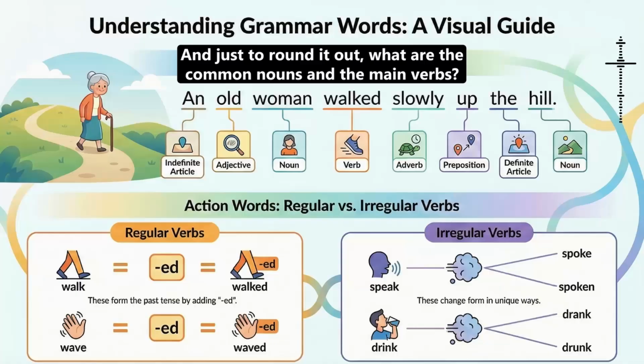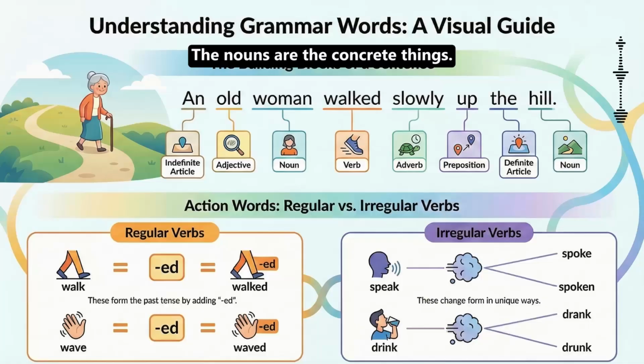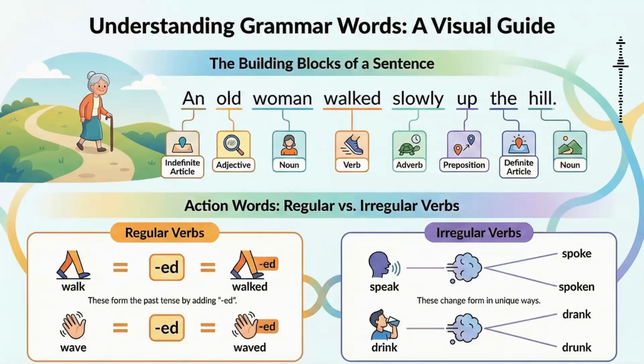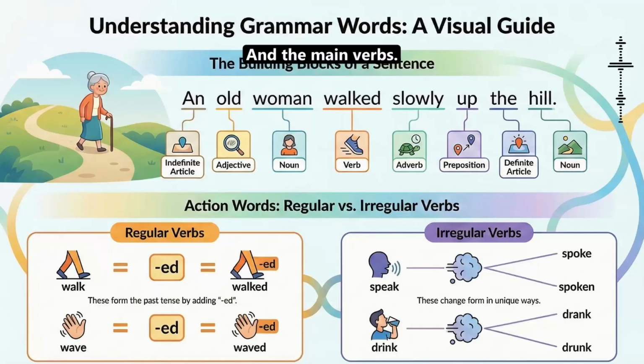And just to round it out, what are the common nouns and the main verbs, the skeleton of this text? The nouns are the concrete things: lesson, man, Rome, class, question, morning. And the main verbs, the actions and states, are have, asked, spoke, and think.